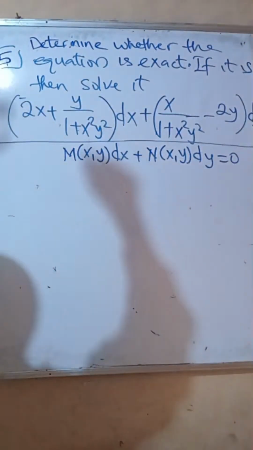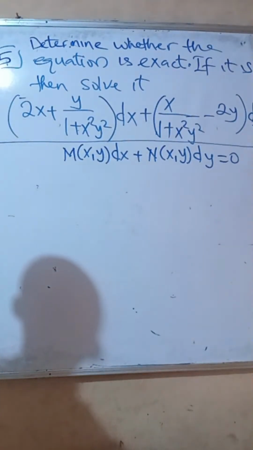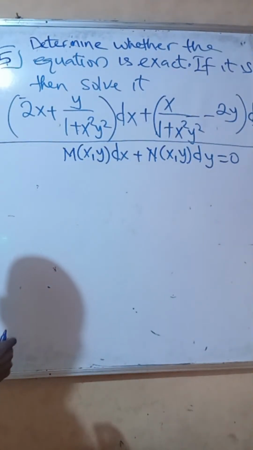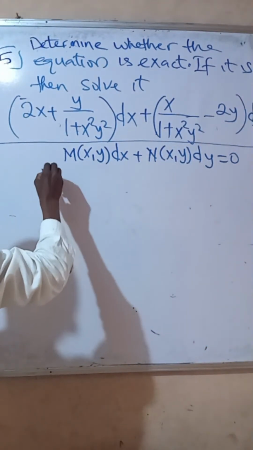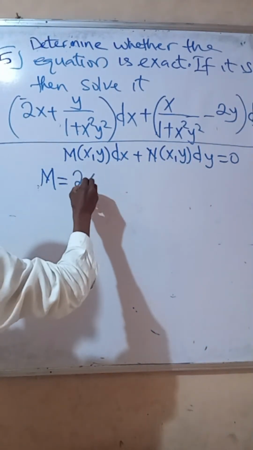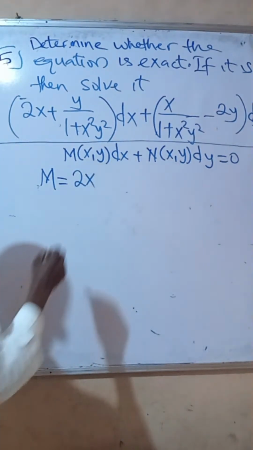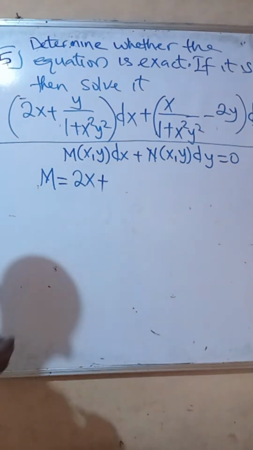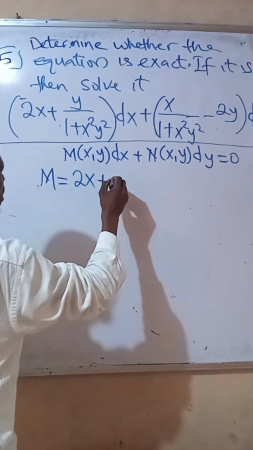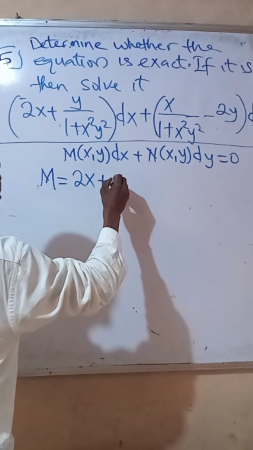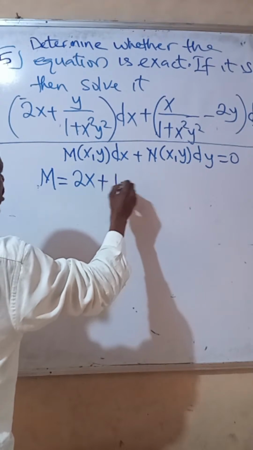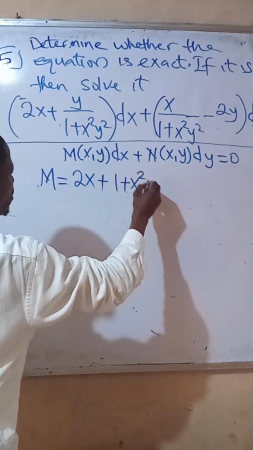Let's do it together. So this is what we have now. My M is this: 2x plus, can we make it this way? 1 plus x squared y squared.